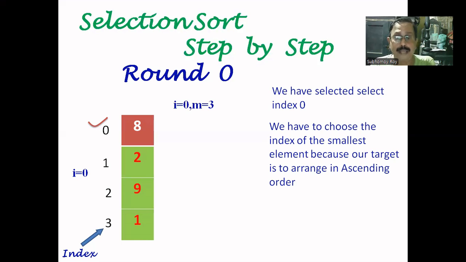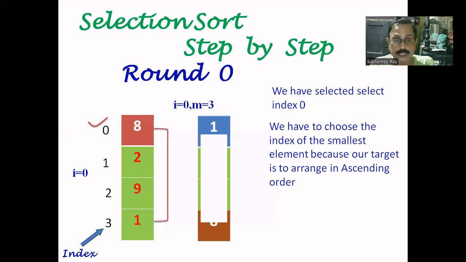Since the values of i and m are not the same, we have to interchange their positions. So how to interchange? Here 1 will come to the 8's position, that means the 0th position, and 8 will go to the last cell, that is cell number 3. Now you see the first cell gets its target value, so it becomes blue in color. Now the array has one part sorted, another part unsorted. Index 0 is the sorted part, the unsorted part is indices 1, 2, and 3. This is the end result of the first round, or the i=0 round.